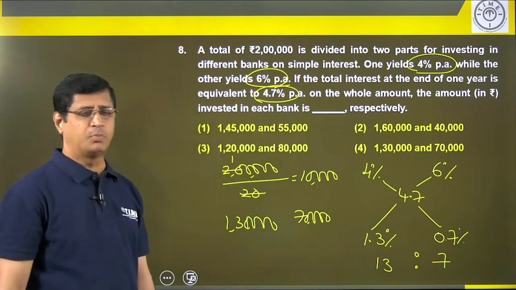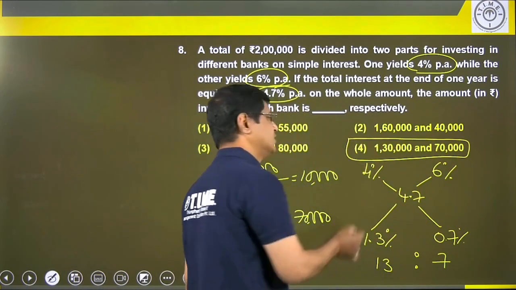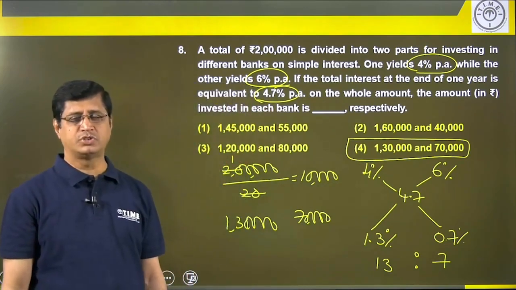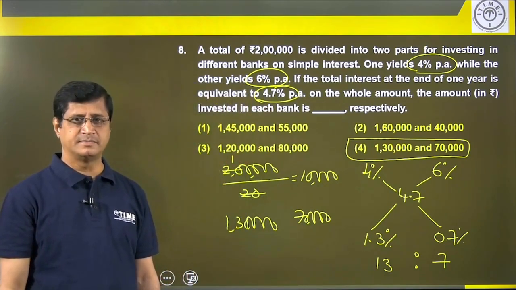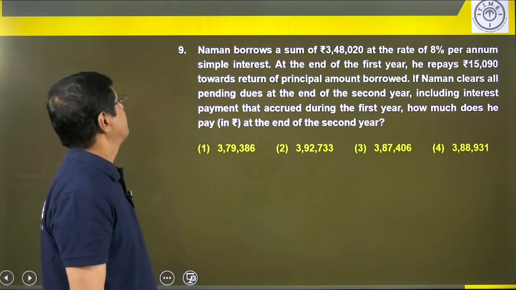So what are the respective parts? 130 and 70 means option 4. Choice 4 is the right answer. Now next example on your screen.